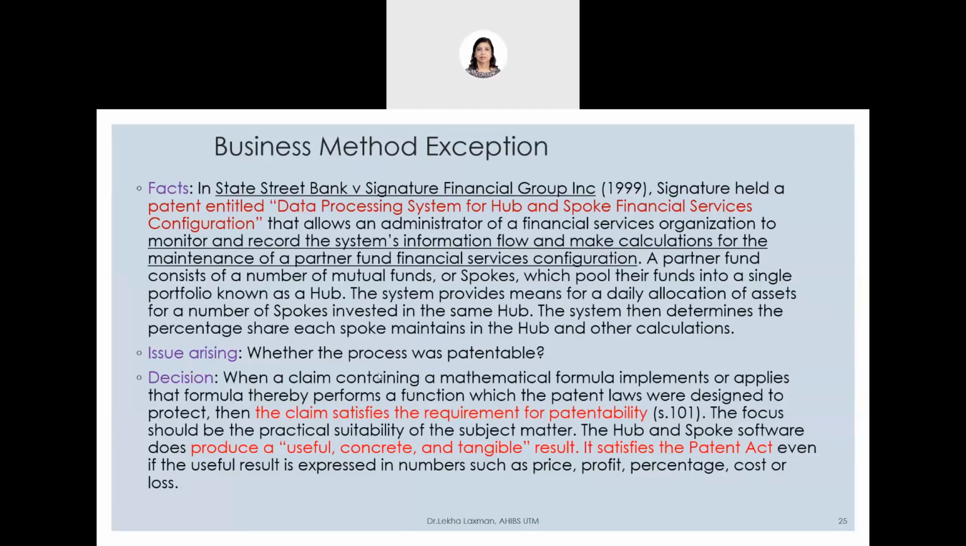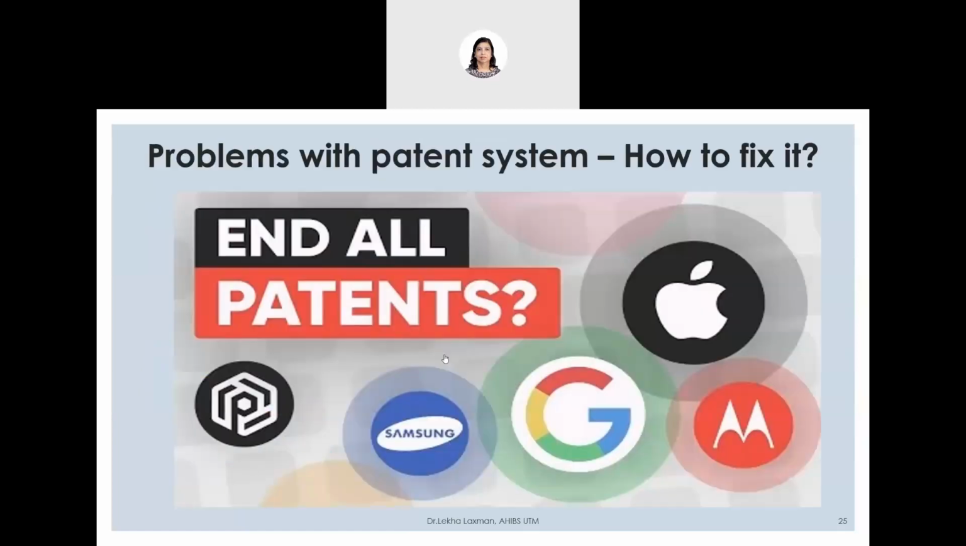So you can see how slowly, in the beginning, these business methods were not patentable, but slowly the patent system began to absorb these kinds of creative inventions and allowed patents for such business methods, especially in the context of cyberspace. It has become very, very relevant, right? So therefore, patents have also been allowed for these kinds of business method inventions.